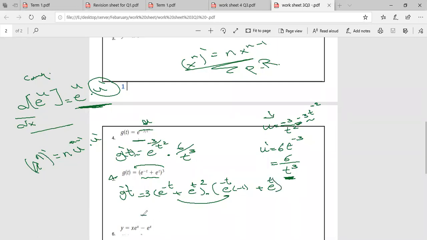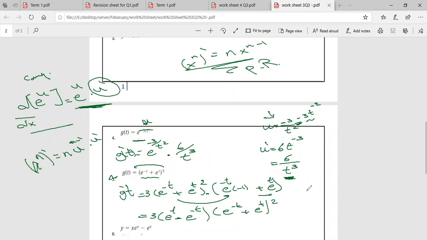I rewrite this function in the simplest form. Please focus. It will be what? 3 multiplied by this bracket, which is what? E to power t minus, I prefer to begin with the positive one, this bracket first, minus e to power negative t. Okay, multiply this bracket, e to power negative t plus e to power t, all to power 2.